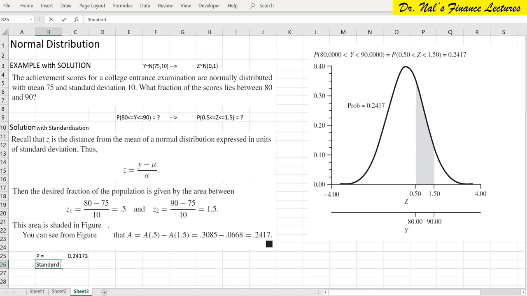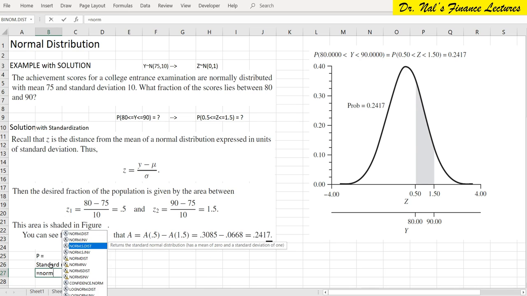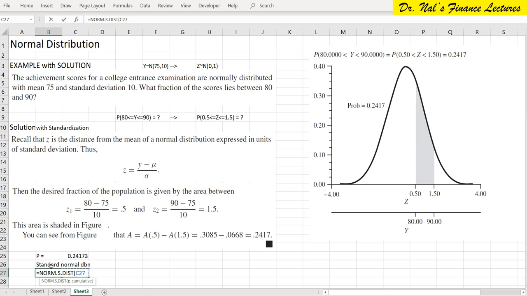Standard normal distribution. And the function for that, let me remind you, NORM.S.DIST, right? So that's the, oops, how did I do it? Z cumulative. Let me just write it out. There you go. I want to show the whole formula. Okay, there you go.